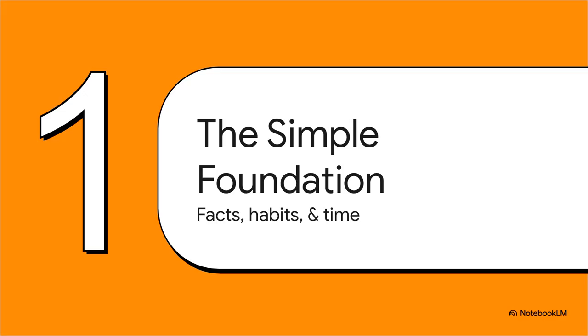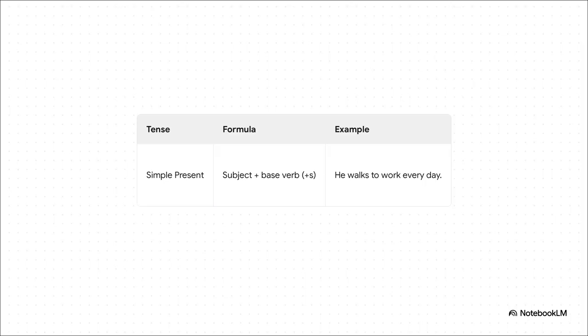All right, first up, level 1, the simple foundation. Now, don't let the name simple fool you. These are the absolute workhorses of English. They're the tenses you'll use constantly. Think of them as the bedrock for describing facts, routines, and any action that happens at one specific point in time. So, how do you talk about things that are always true, or stuff you do every single day?